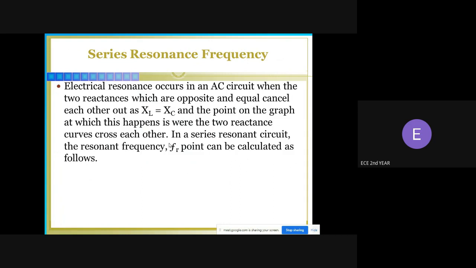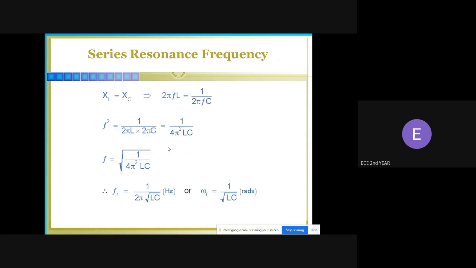So electrical resonance occurs in an AC circuit when the two reactances, which are opposite and equal, cancel each other out as XL equals XC. The point on the graph at which this happens is where the two reactance curves cross each other. In a series resonance circuit, the resonance frequency F0 can be calculated as follows. So how can we calculate the resonance frequency? At F0, XL minus XC is zero, then we know that 2 pi FL equals 1 by 2 pi FC. From that I need to calculate the value of F.